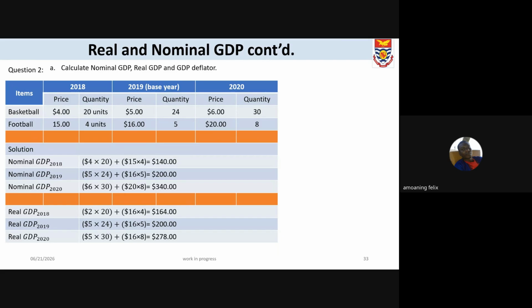Okay. So please, what do we do? By the grace of God, we have been able to calculate our nominal GDP. You have been able to calculate our real GDP. And they are asking you to find the GDP deflator or the price index. What will you do?